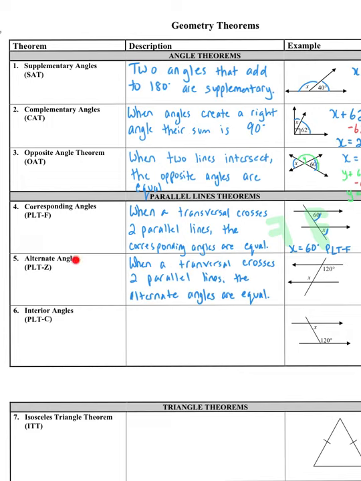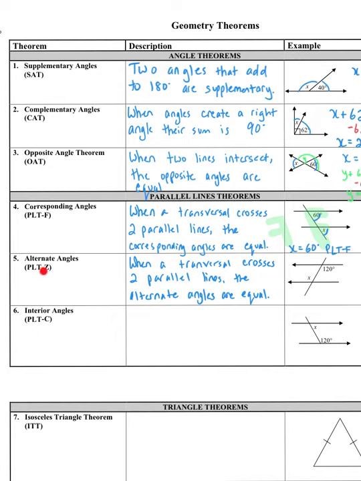The alternate angles theorem states that when a transversal crosses two parallel lines, the alternate angles are equal. So again, we have the two parallel lines. The transversal line cuts through the two parallel lines, and we have two angles, 120 degrees and X. These two are alternate angles, and this theorem states that they are the same.